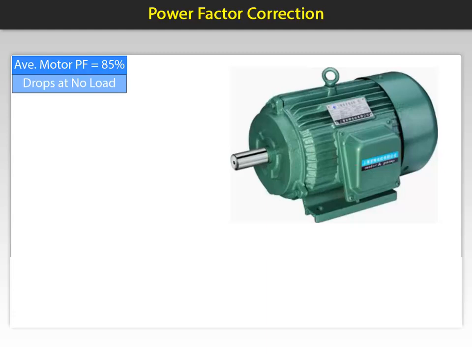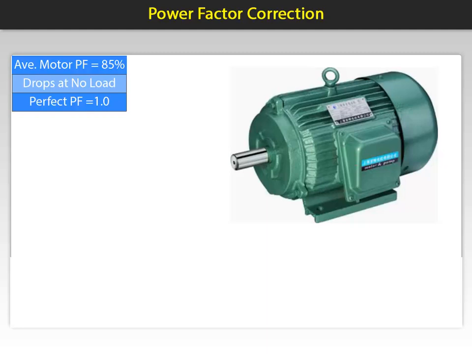A perfect power factor is 1.0, where all the power is used efficiently. Unfortunately, due to design constraints, motor manufacturers cannot build motors with unity power factor. The inherent design of the induction motor does not allow this to happen.